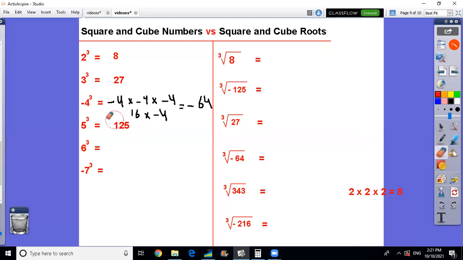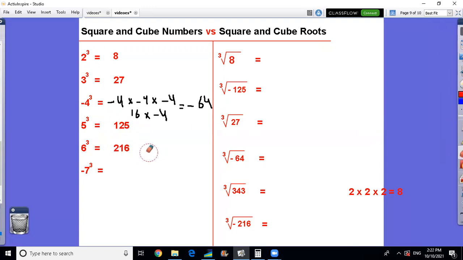5 cubed is 125. 6 cubed, 216. Negative 7 cubed definitely is going to stay negative. And then 7 times 7 times 7 is 343. The last part of the video now is the cube roots.